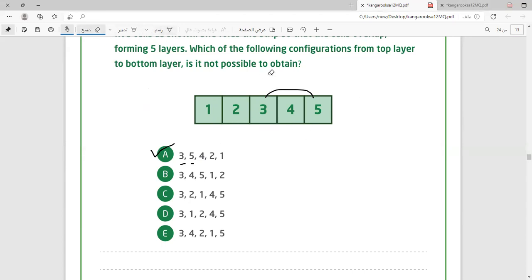So let's go to B. B starts with 3, 4, 5 because there are no numbers after 5, so they just go directly back to 1, then 2. So that's correct because there are no mistakes.